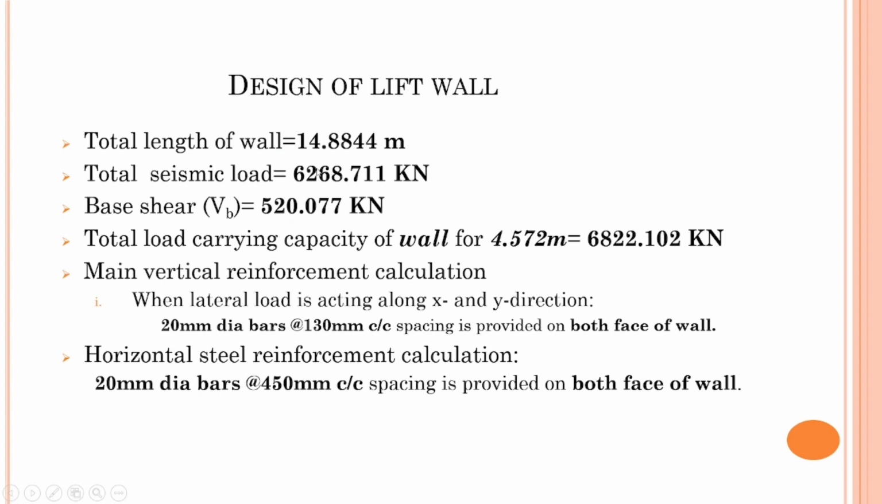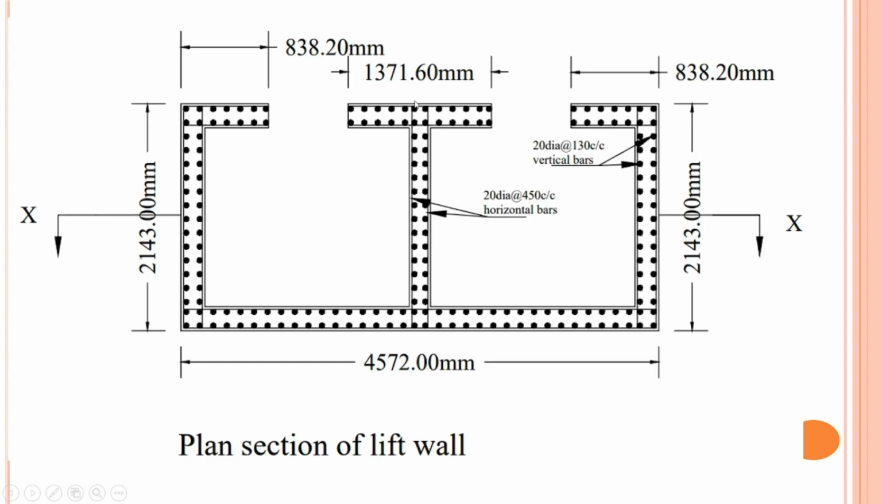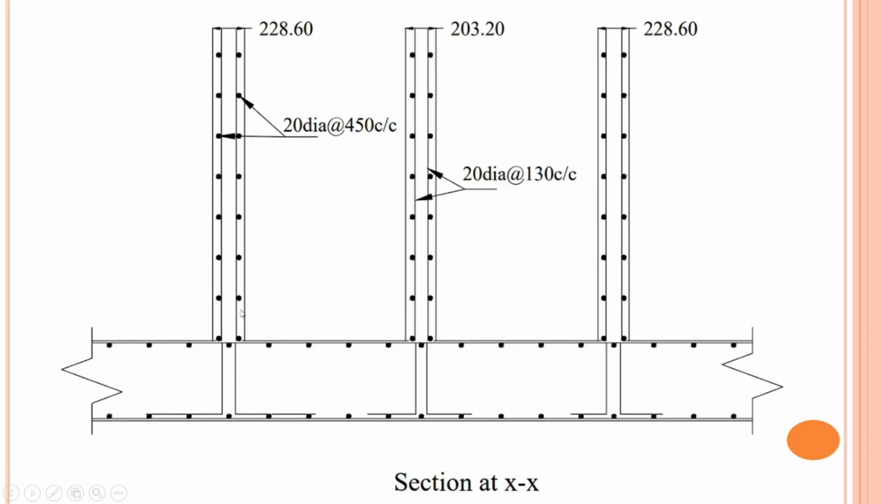For the lift wall, you can include the total length and the seismic load you have calculated while designing this lift wall. There you get the length, seismic shear wall, base shear, calculated load, and all this data. The final result is 20 dia at the rate provided with the spacing on both faces of the wall. And here is the structure AutoCAD drawing, where you represent the horizontal bar in 20 dia at 130, and the vertical bar in the two cases of the lift, and the sections with the dia.